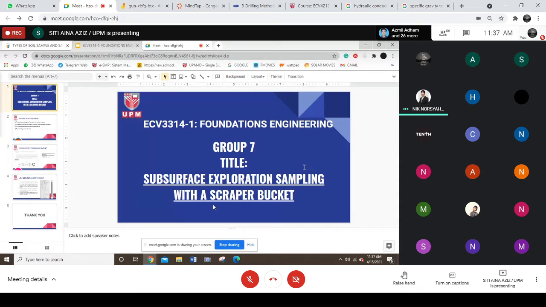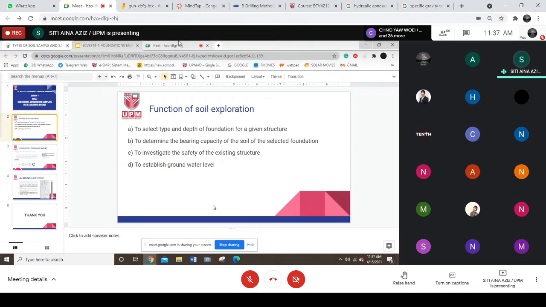Okay, you can start. Assalamualaikum. We are from group 7. We'll present the subsurface exploration sampling with a scraper bucket. Before that, the function of soil exploration is first, to select the type and depth of the foundation for a given structure. Second, to determine the bearing capacity of the soil for the selected foundation. Third, to investigate the safety of the existing structure. And lastly, to establish the groundwater level.